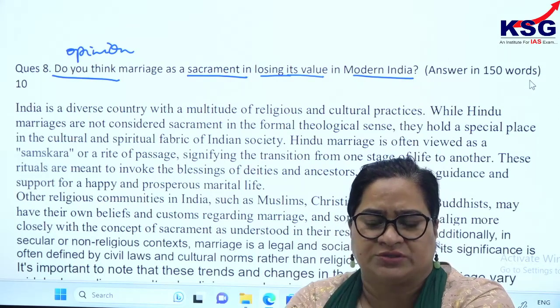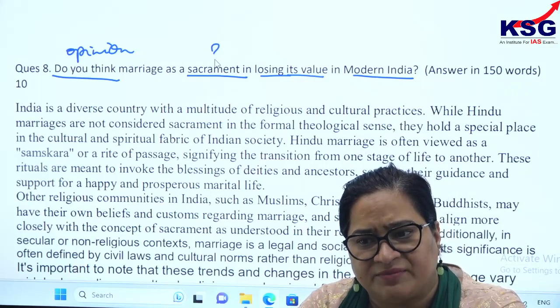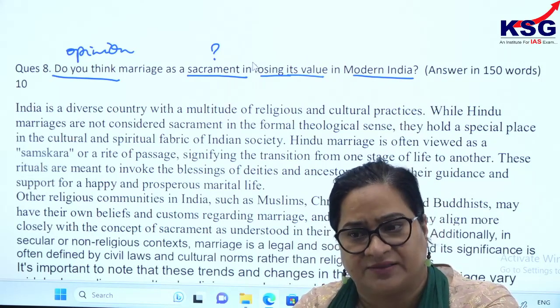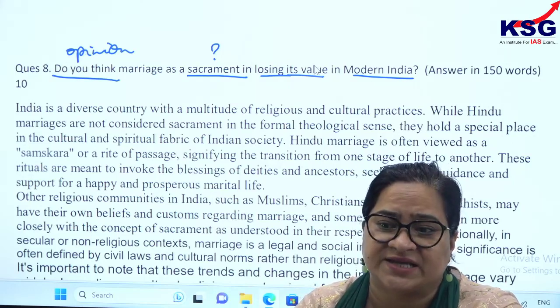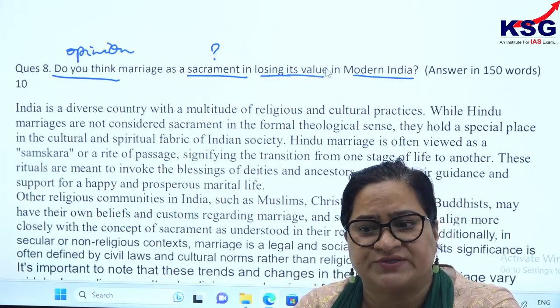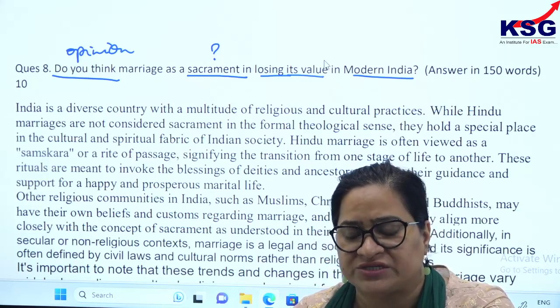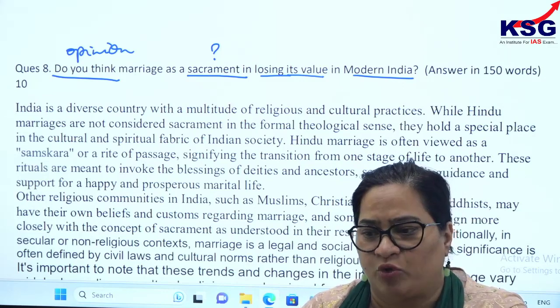First and foremost, it's opinion based. Second, is marriage truly a sacrament? Second, if it is a sacrament, then how is it losing its value? If not a sacrament, then what is it? And is it losing its value per se, or is it some other form of change if we are talking about it? And then with respect to modern India, what can we reflect upon?